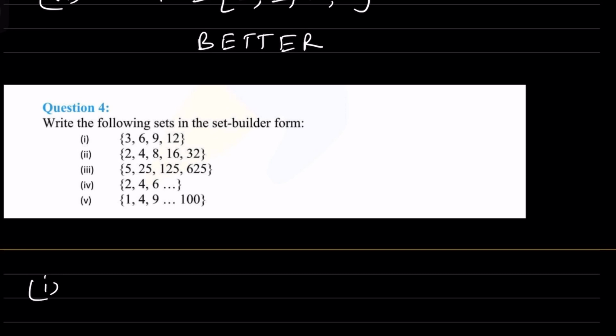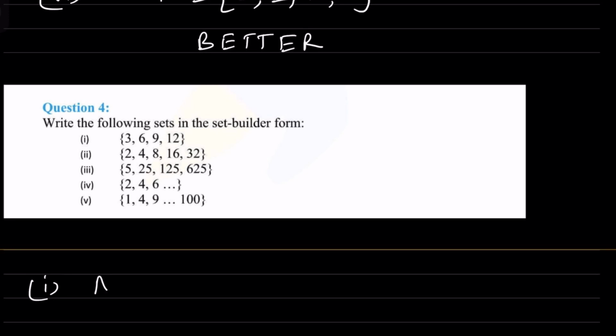So now what is this 3, 6, 9, 12? There's some common factor for this, isn't it? So 3, they are multiples of 3. See, 3 1s are 3, 3 2s are 6, 3 3s are 9, 3 4s are 12. You can either write it as 3n, where you can define n also, or you can write multiples of 3 less than 15. That also you can write.